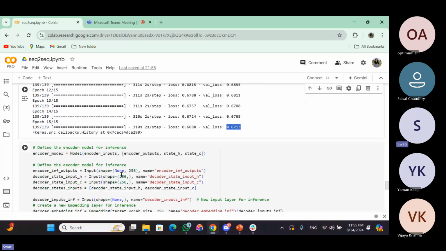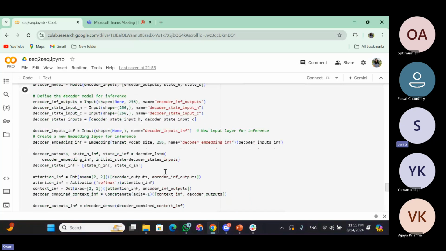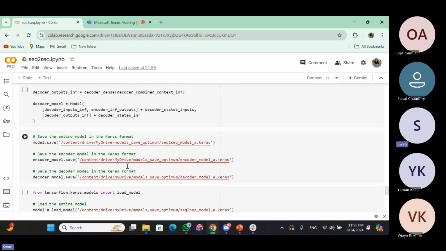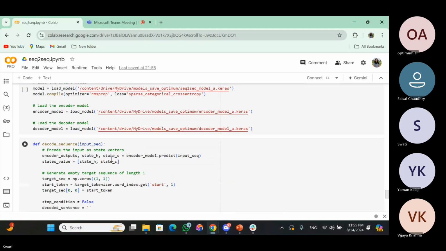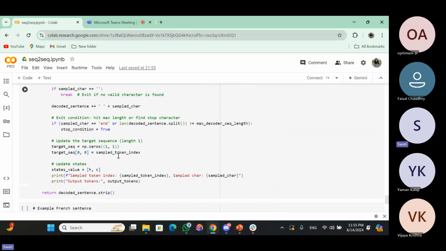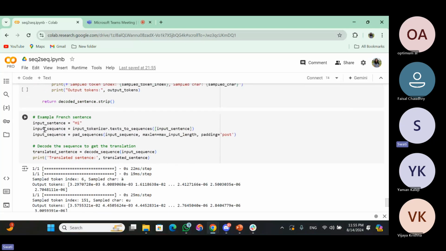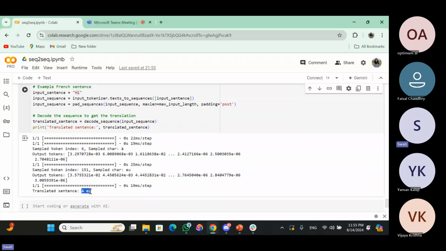Again, same thing, defining the model for inference. Here nothing is changed. Save your models, as I have said previously, remember to save your models. Loading models, defining the decode sequence, this is also the same as the previous one. Again, we are giving this input sequence and asking it to translate. It is still giving wrong output. I think this is also not correct. It has the meaning, I think, 'to have'. This is not correct.